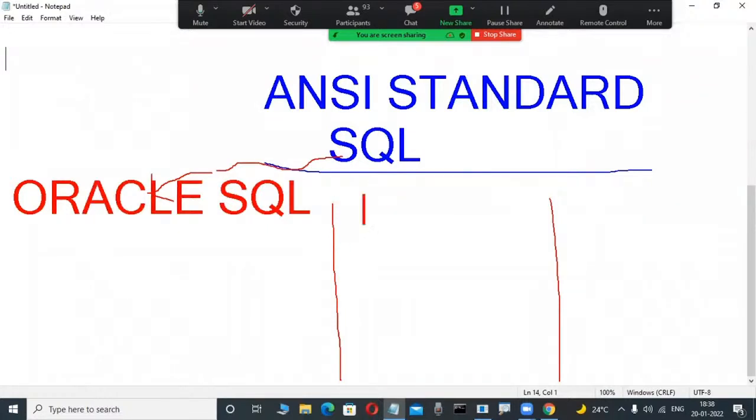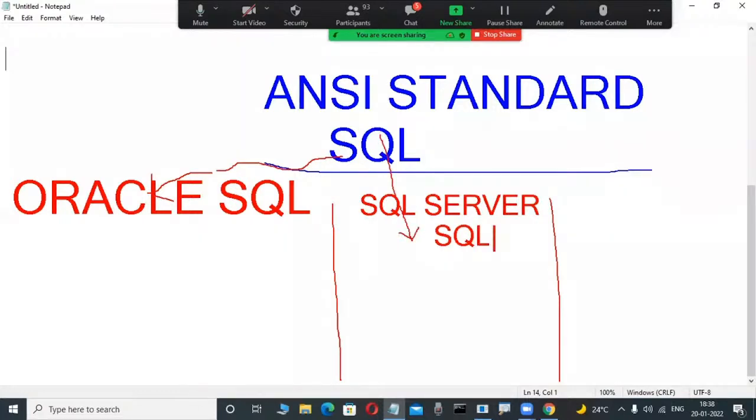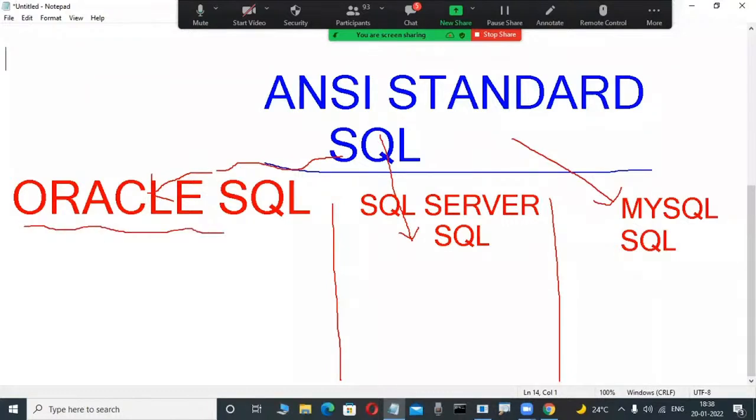Again, observe here. SQL Server, a Microsoft product, created their own SQL from this ANSI standard SQL. That is called SQL Server SQL. Again, MySQL created their own SQL language from this ANSI standard. That is called MySQL SQL. That's why in our class we are learning Oracle SQL. How do you differentiate them? These SQL languages are conceptually the same.